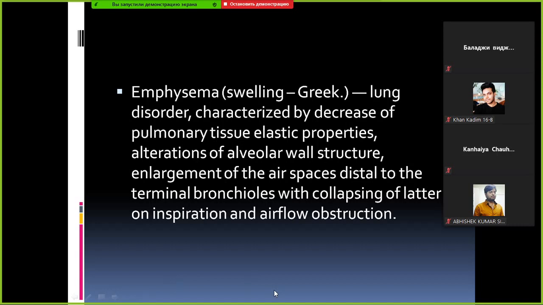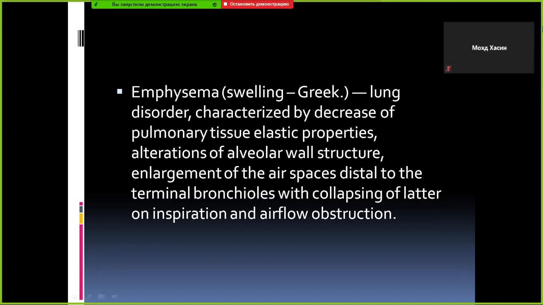So emphysema, lung emphysema, is a lung disorder characterized by decreased elastic properties of pulmonary tissue, alterations of alveolar wall structures, enlargement of the air spaces distal to the terminal bronchioles, with collapsing of the latter on expiration and airflow obstruction. So this is the definition of lung emphysema.